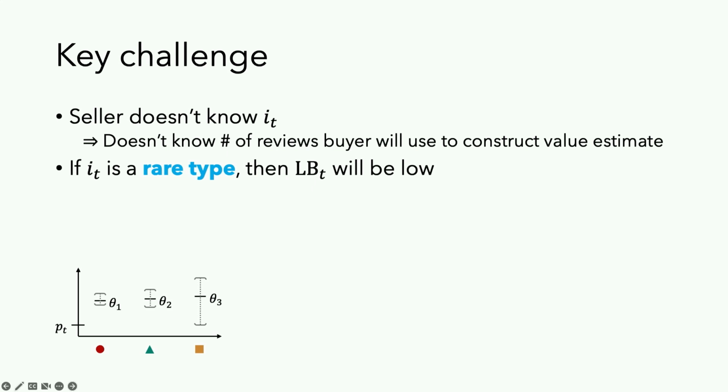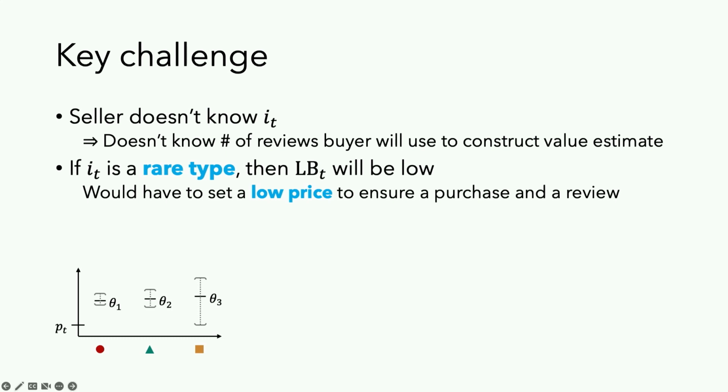In this picture, look at this square orange type. Let's say they're very rare, so their confidence intervals are quite large. In order for the seller to sell to this type of agent, they'd have to set a very low price to ensure a purchase and a review from this orange type of agent.